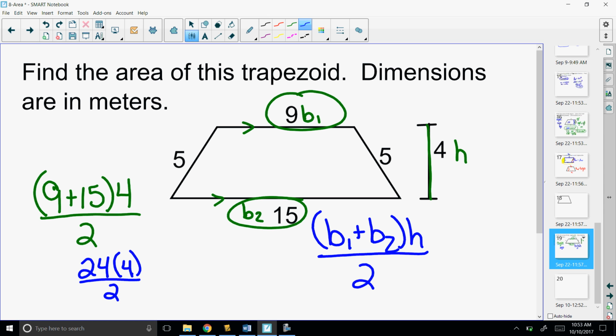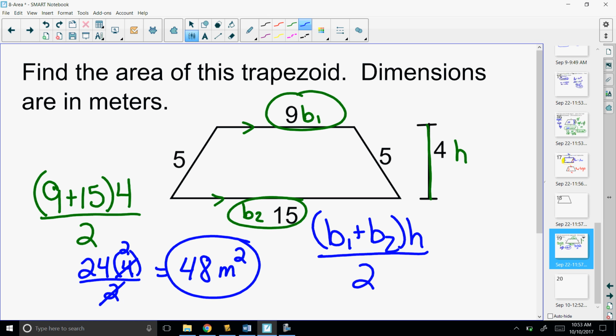You could take 24 times 4, and then take half of that. I find it easier to divide smaller numbers, so I'm going to take 2 into 4, which is 2. You could take it into 24 to give you 12, but 2 goes into 4 2 times, and 24 times 2 is 48. Now, don't forget you are finding area, so your units are squared. So you end up with 48 square meters.